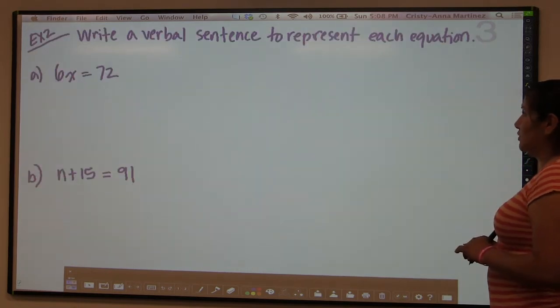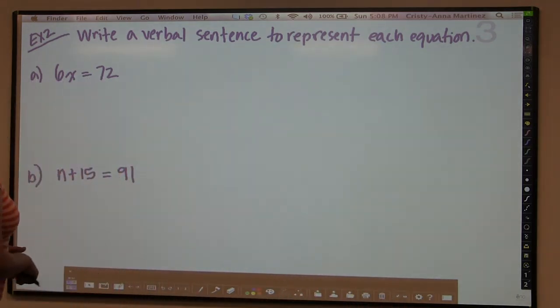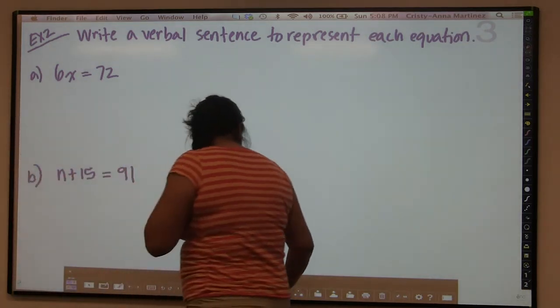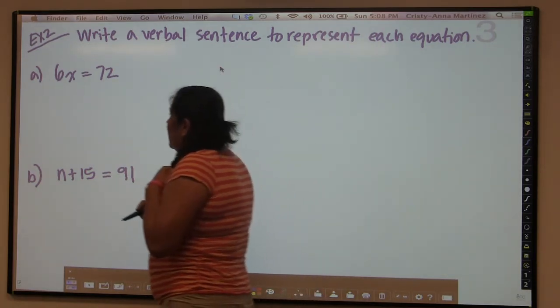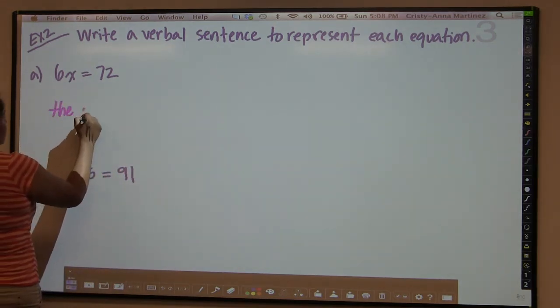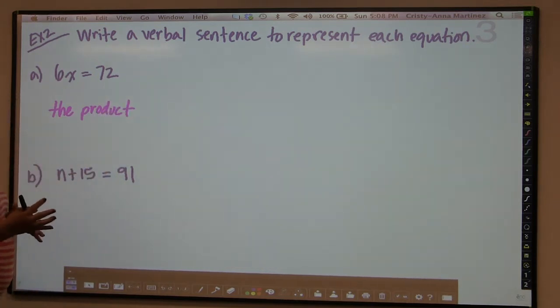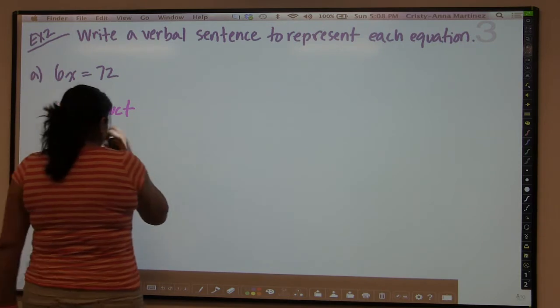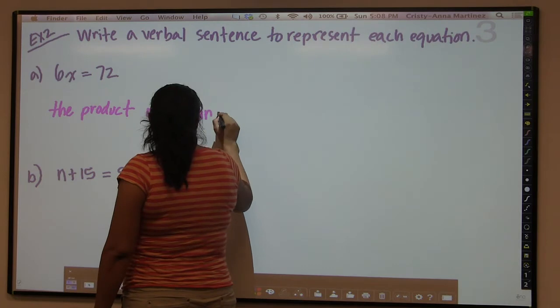So here's example 2. In example 2, we're going to go backwards. We are now going to be writing a verbal sentence that represents the equation. So we want to go backwards from what we were just doing. So let's see here. We have a product. We have 6x. So we're going to say the product. And this is not the only way to say this. You could say 6 times a number. But I'm going to do the product of a 6 and a number.